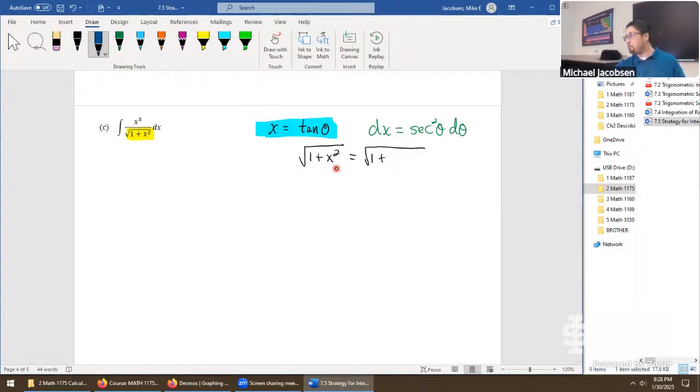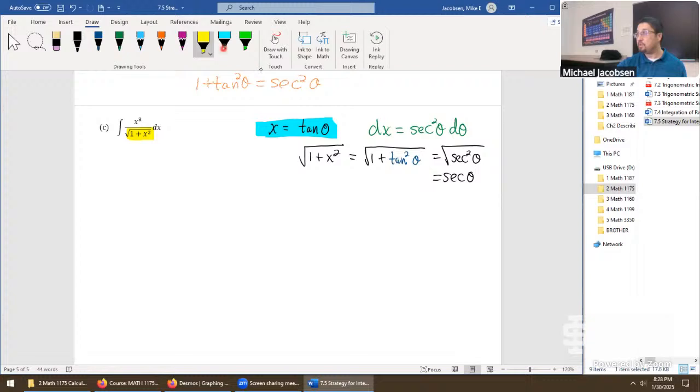So in place of x, we are putting in tangent squared theta. Then we use that good old trigonometric identity. 1 plus tangent squared theta becomes secant squared theta. So this is root secant squared theta, which turns into just secant theta, like we said. So that's pretty much the punchline for the square root portion.